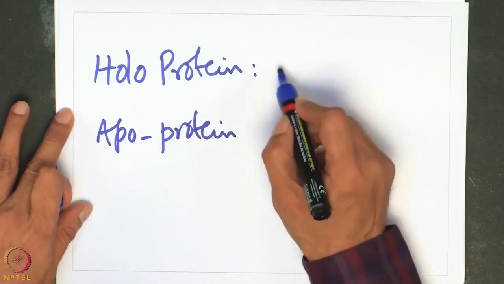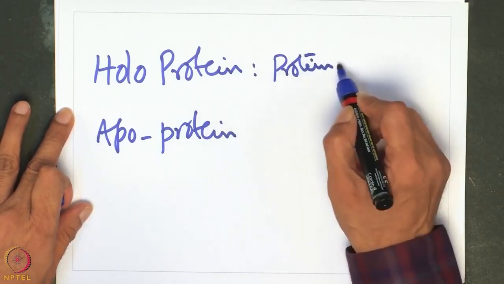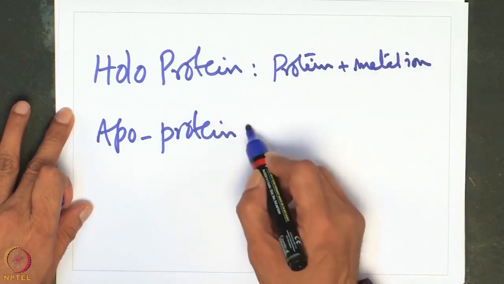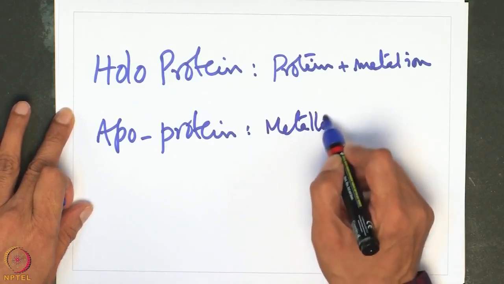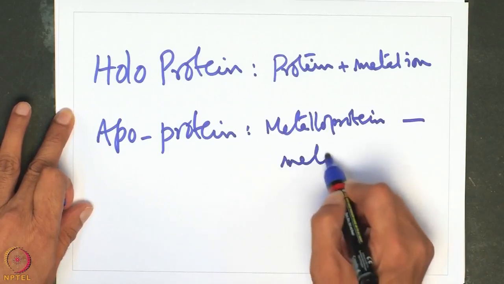Holoprotein is protein plus the metal ion. Apoprotein is metalloprotein minus metal ion.